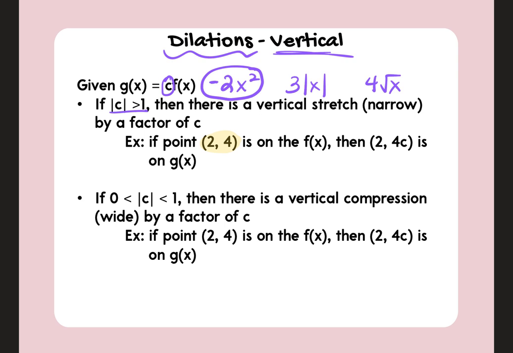In this case, it says if the coordinate point started as 2, 4, and the factor is whatever c is, then I would multiply c by that 4 to alter it.